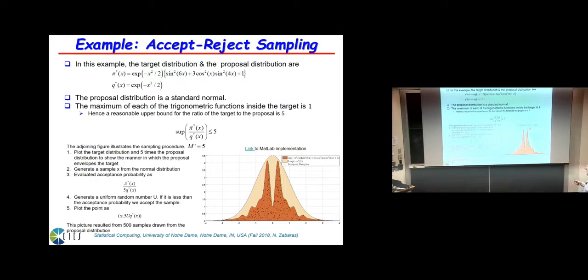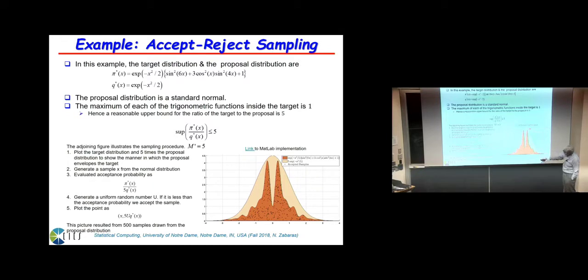Okay, but to do that, I'm going to have to find the constant m so that this inequality is true. And it's easy to find this constant because you notice the sine and the cosine are less than 1, so you have 1 plus 3 plus 1, 5. So the constant is 5, all right? So this is my m prime times q, all right?